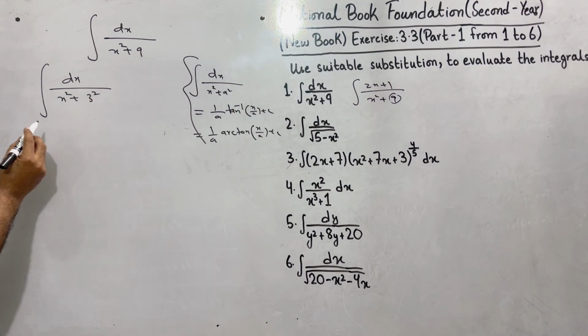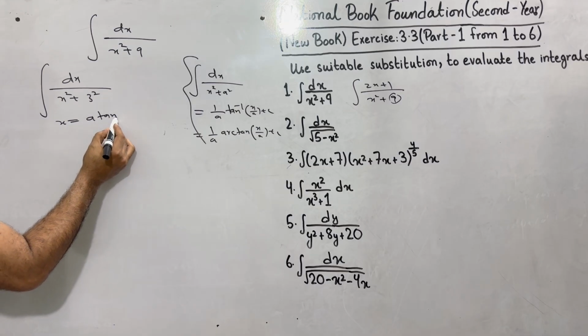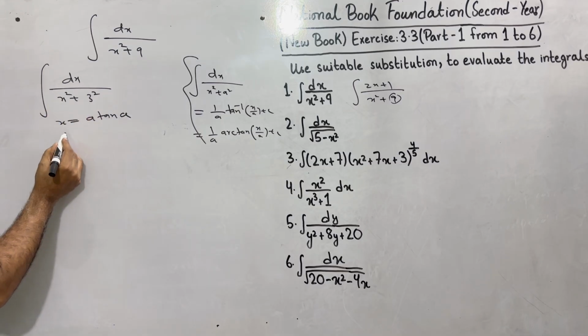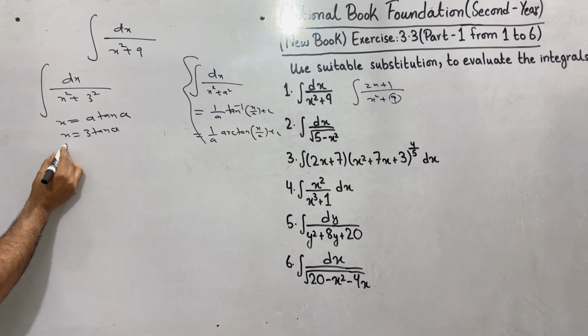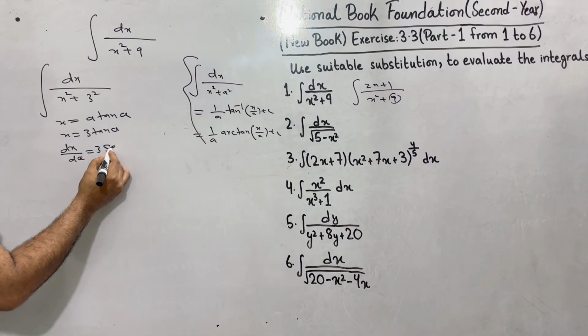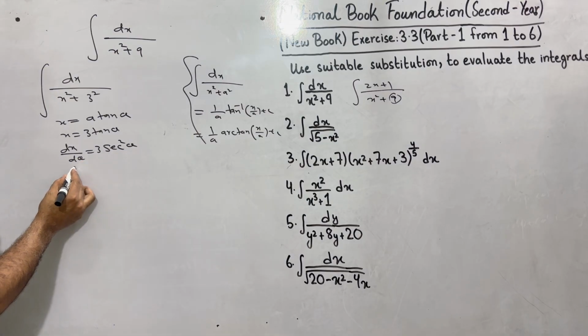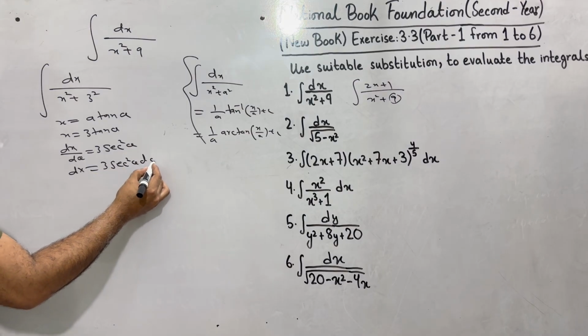What is the magic substitution here? In case of a plus sign, x is equal to a tan theta. Comparing with our situation, x is equal to 3 tan theta. Differentiating with respect to theta, dx over d theta, we are familiar, the differentiation of tan is sec square theta. Solving for the differential, dx is 3 sec square theta d theta.